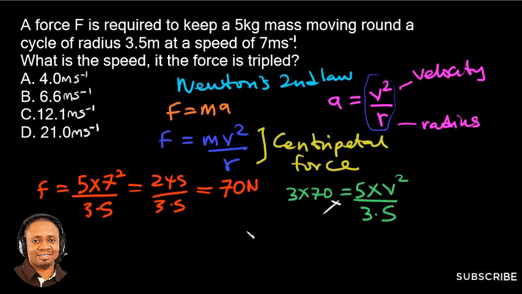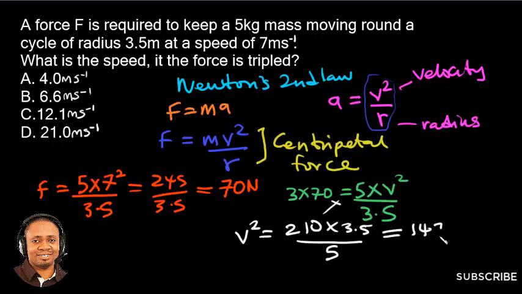So if we cross multiply now, we have v squared equals 3 times 70, times 3.5, divided by 5. 3 times 70 is 210, then times 3.5 to be divided by 5, and this will give us 147 if you punch that on your calculator.